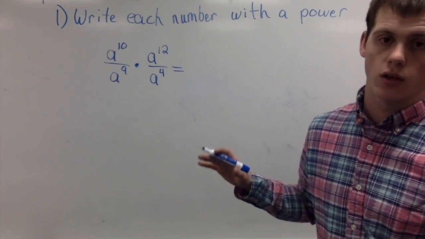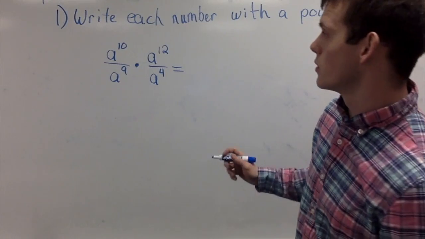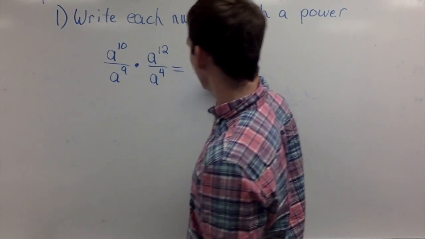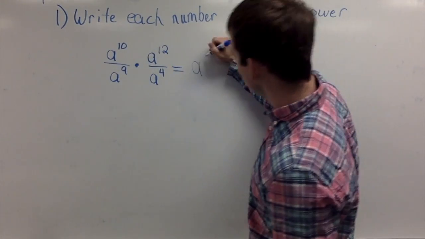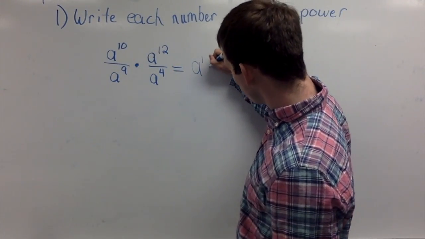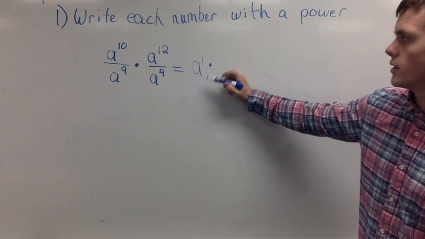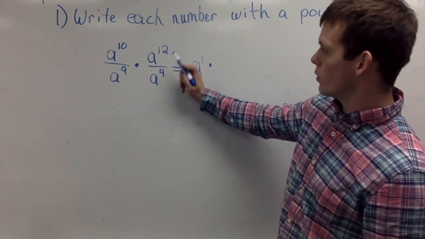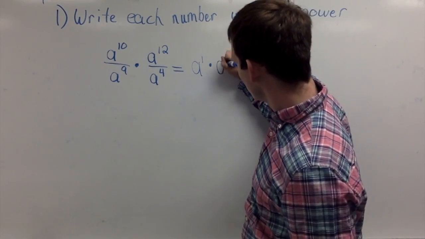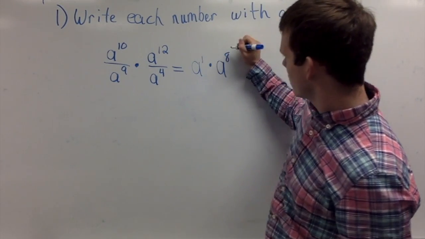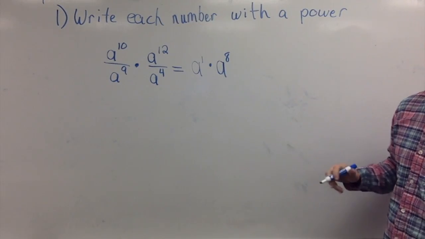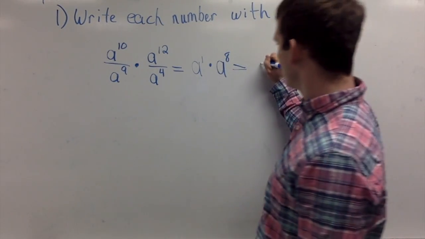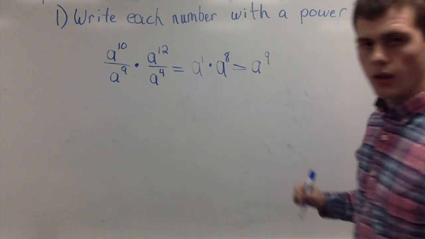Same thing here, just with variables. Nothing changes, we just now have variables. So we do our quotient of powers first. a to the 10 minus 9, a to the 1. So a to the 1 times a to the 12 divided by a to the 4th. 12 minus 4, a to the 8th. So a to the 1st times a to the 8th. That is then equal to a to the 9th.